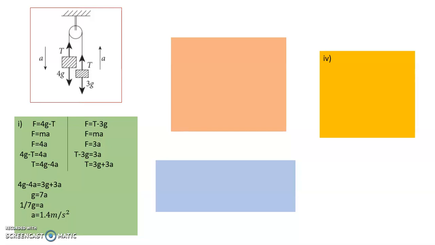Don't forget your g is your acceleration due to gravity, so that's 9.8. So 9.8 multiplied by 1 over 7 will give you 1.4.